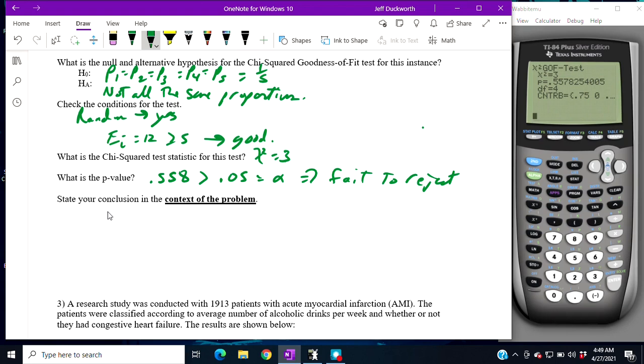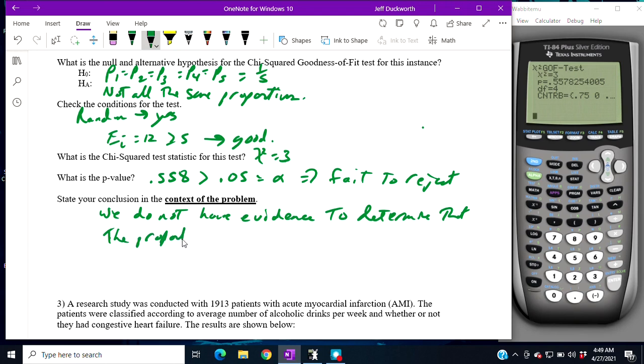And again, we don't have evidence to determine that the proportions of absences by day differ.